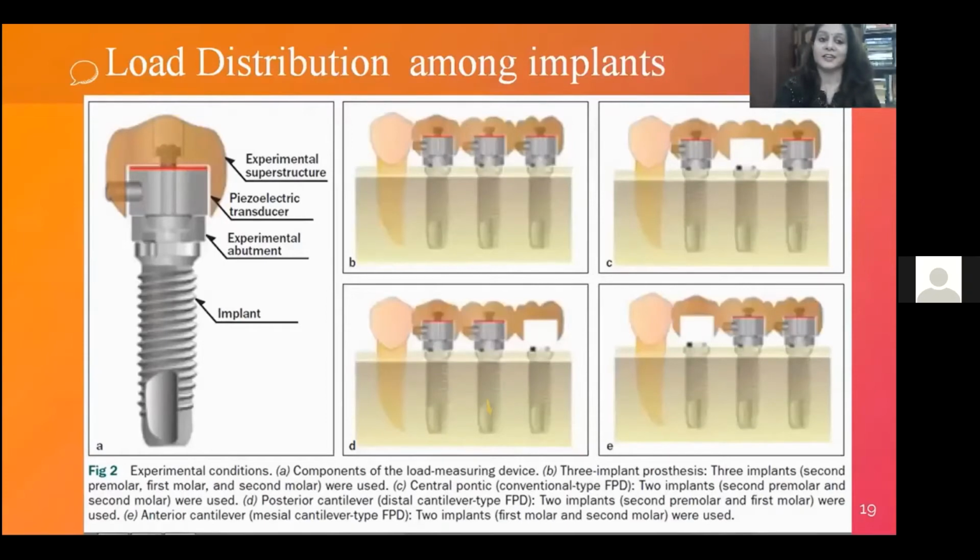Another parameter studied is the load distribution among implants. In this particular study, they used a piezoelectric transducer to study the load distribution among implants. They have used 4 configurations of implant-supported FPDs. In the first one, 3 implants are supporting 3 missing teeth. In the second one, 2 implants are supporting an implant-supported bridge. And the third and the fourth are cantilever designs.